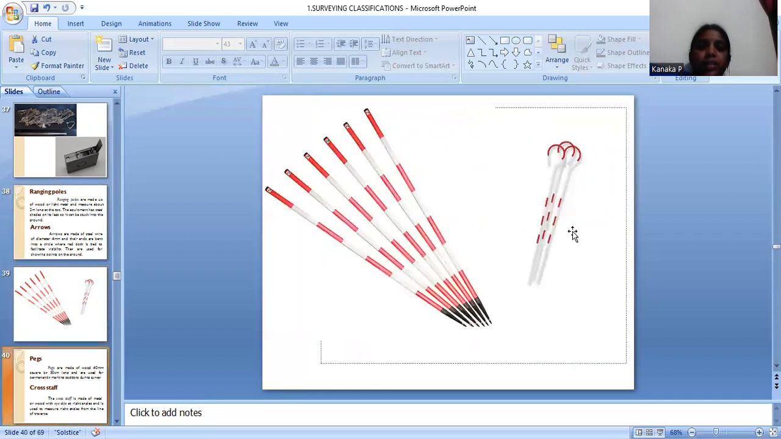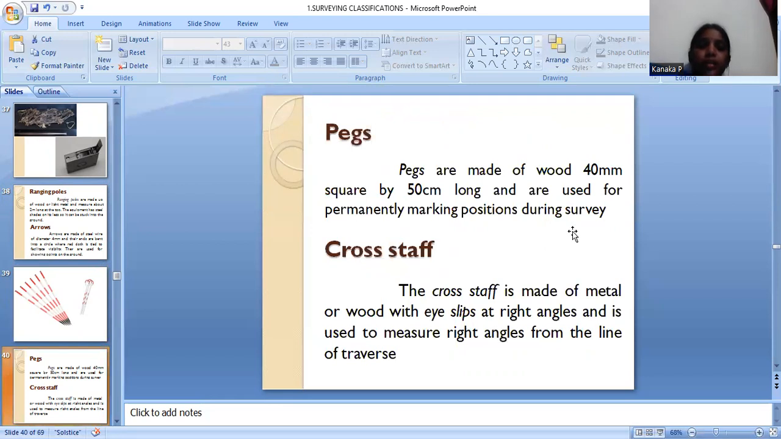Next are ranging rods and pegs. Pegs are used for marking the position of stations during the survey. They are made of wood, 400 mm square by 50 centimeters long, and are used for permanently marking positions during the survey.